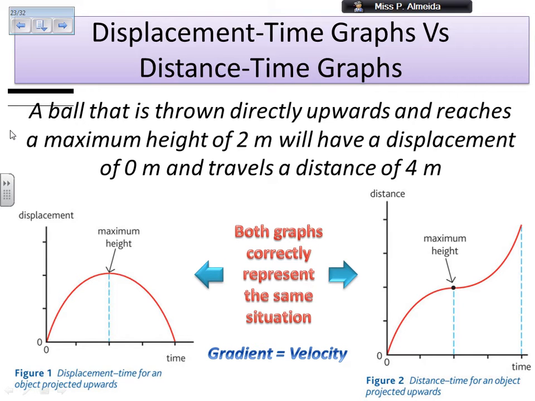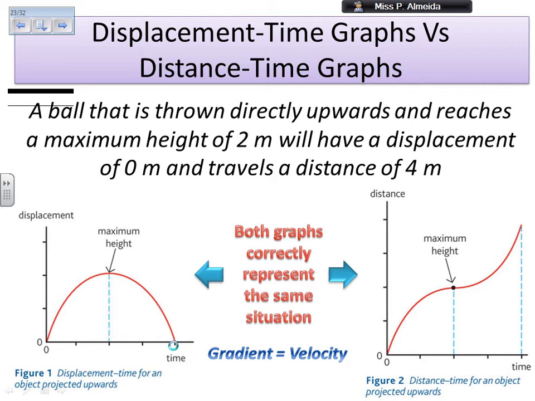My displacement is how much my vector moved, right? My vector went 2 meters up, but then it went 2 meters down, in the exact same line of motion, vertically, just as it went up, but in the opposite direction. So the total displacement is 0, okay? My displacement-time graph would look like this. My ball goes up to the maximum height and then goes back down to 0 displacement, okay? So that's my displacement-time graph.